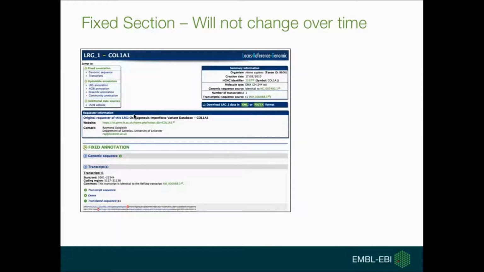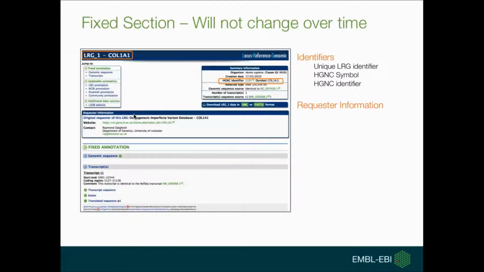Now let's look in detail at each section of the LRG. The fixed section, as a reminder, again, this is the section that will not change over time. It contains all the identifiers. There's the unique LRG identifier. In this case, this is LRG1, the LRG for COL1A1. You can also see the HGNC identifier and HGNC symbol for this gene.